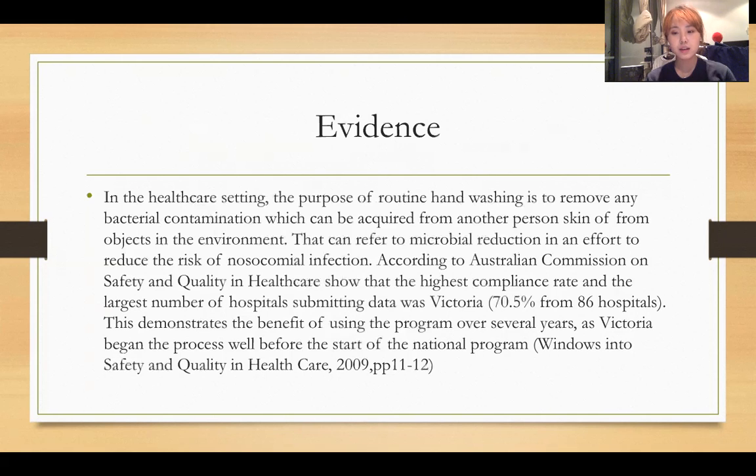According to the Australian Commission on Safety and Quality in Healthcare, the highest compliance rate and the largest number of hospitals submitting data was Victoria. They had 70.5% from 86 hospitals. This demonstrates the benefit of using the program over several years, as Victoria began the process well before the start of the national program.